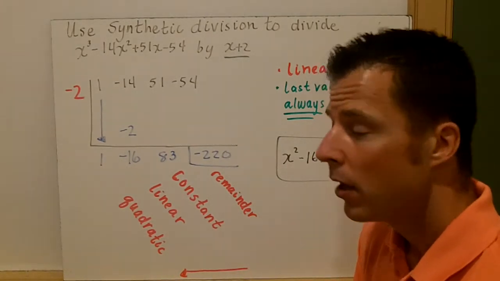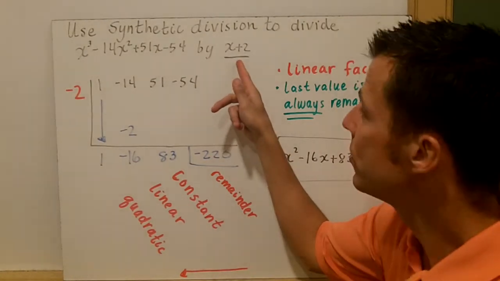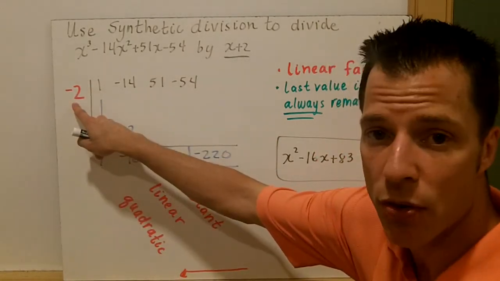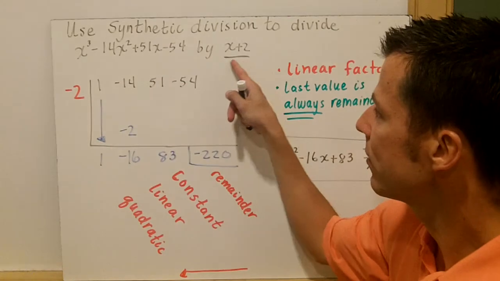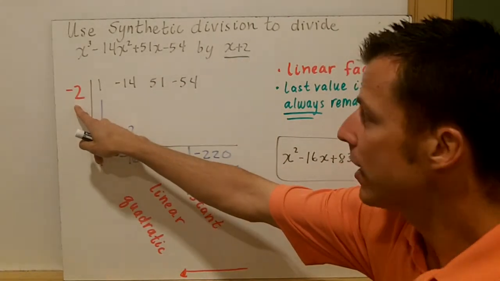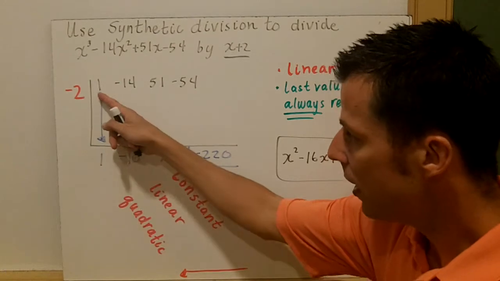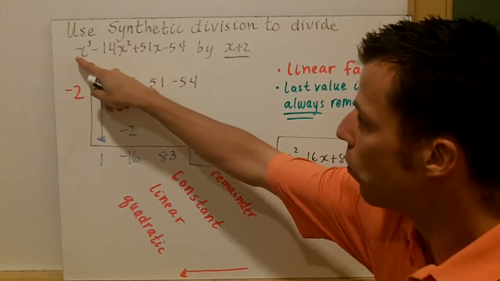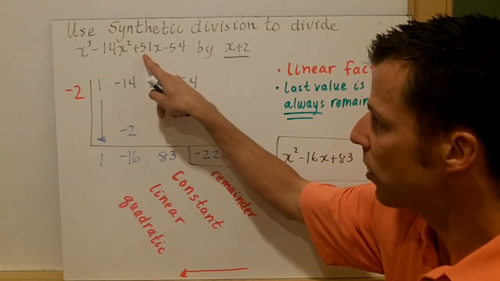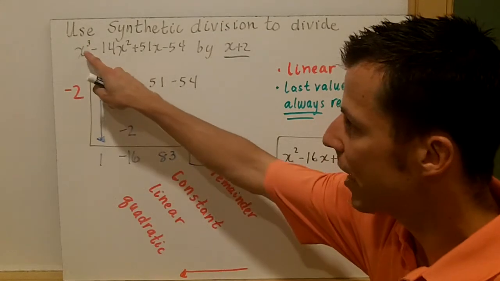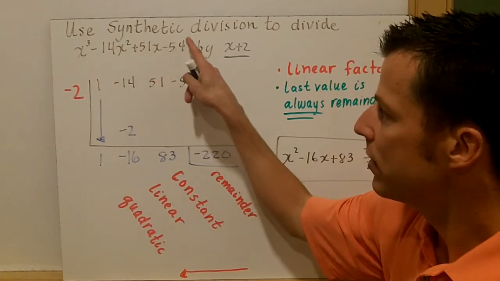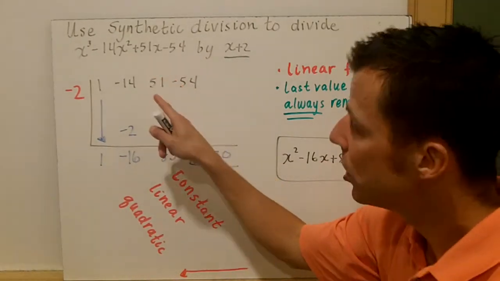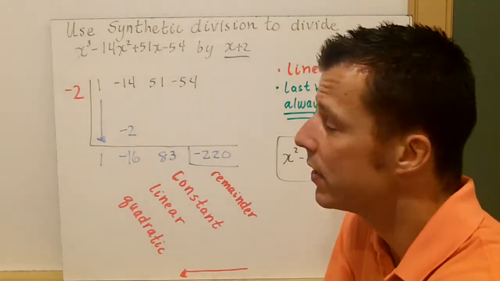So how does this work? If x plus 2 is your factor, we're going to put the negative 2 out front because this number is your 0. So my factor is x plus 2. Okay, so we have negative 2 here. Inside are all the coefficients of your dividend. So 1, negative 14, 51, 54. Now, look at the powers: 3, 2, 1, 0. I don't have to add any zeros into this problem, but if I skipped a power, you have to put a 0 in there, just like we did with long division.